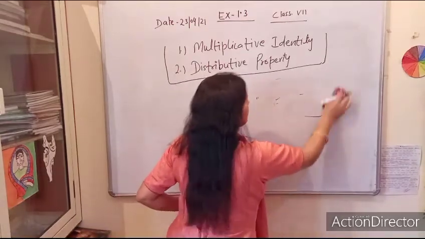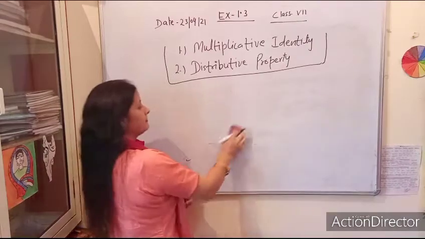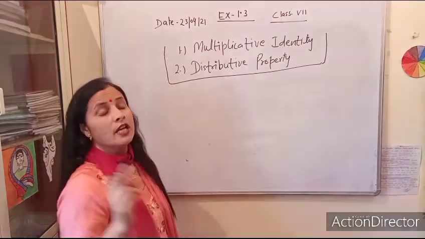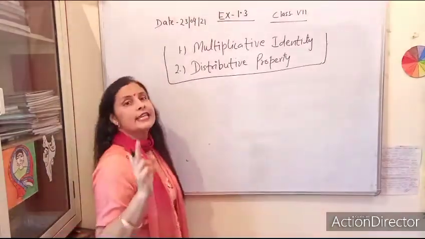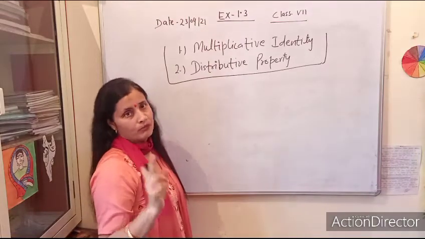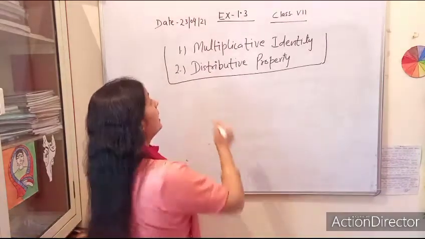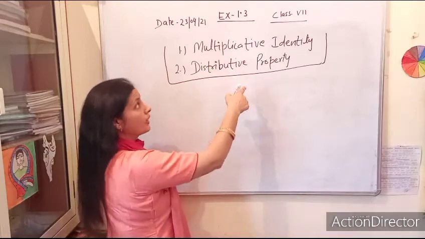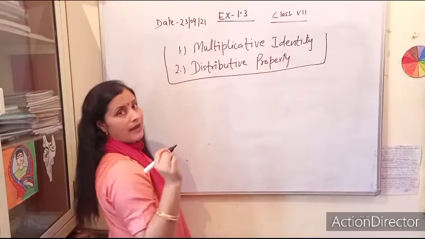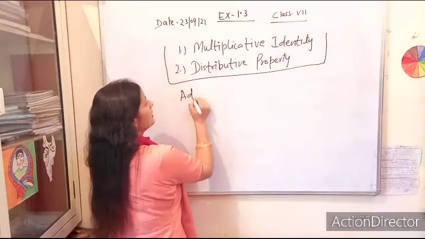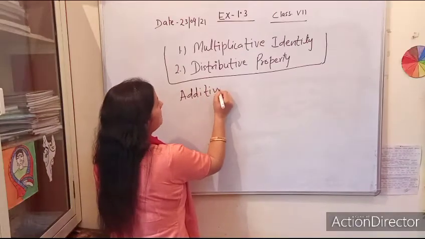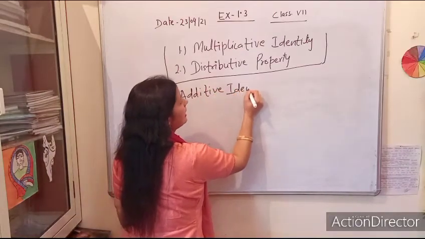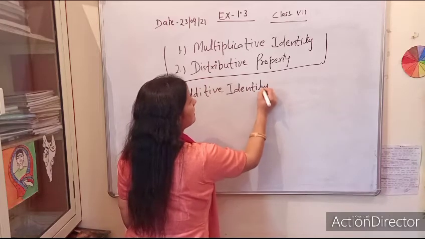Earlier we have discussed closure property, associative property, commutative property and zero additive property. Okay, now two more properties we are going to discuss. The first one is multiplicative identity. What does additive identity mean? Additive identity we discussed in the previous exercise.